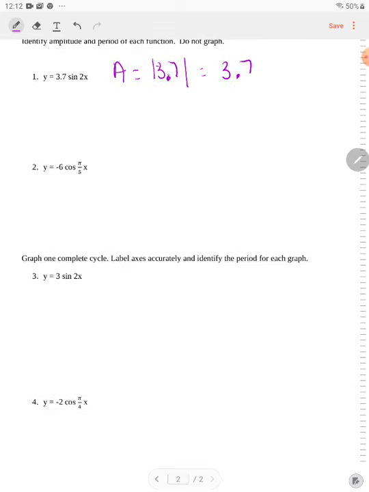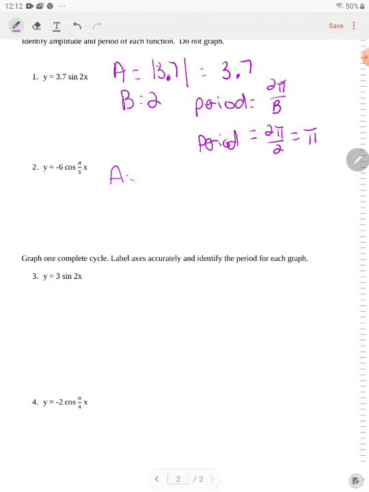The b value, so b is equal to 2. The period of sine is 2 pi. So the period is always 2 pi divided by b. So in this case, for this given equation, 2 pi divided by 2 is pi. So the period is pi. On 2, notice it's negative. That means it will reflect over the x-axis. Therefore, the amplitude is the absolute value of negative 6, which is positive 6.